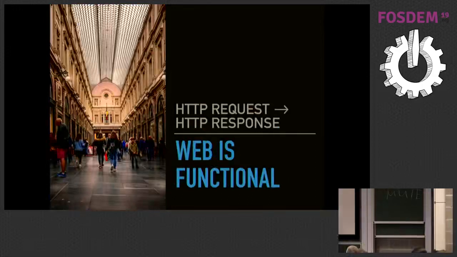So why this talk? The idea is really simple. Web is functional. You basically can model any HTTP server as a black box, as a function that takes an HTTP request, and after some time it returns an HTTP response. Which means that it seems a perfect fit for functional programming. Functional programming is all about taking some input, doing some magic inside the function, and returning some output.